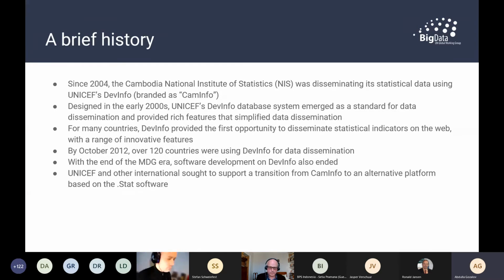However, as the MDG era neared its end, so did the support provided by UNICEF for DevInfo. And by 2015, 2016, 2017, the question arose of what was going to replace DevInfo. Next slide, Sean, please.